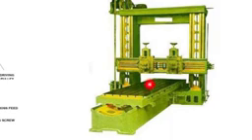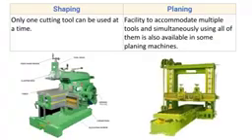This is a table where you can fix the workpiece, and the table will have a reciprocating motion, and the feed motion is given with the help of these cutting tools. And here you can fix the 2 different cutting tools for removing the material from the surface of the workpiece. So this is the difference in between shaping and planing.